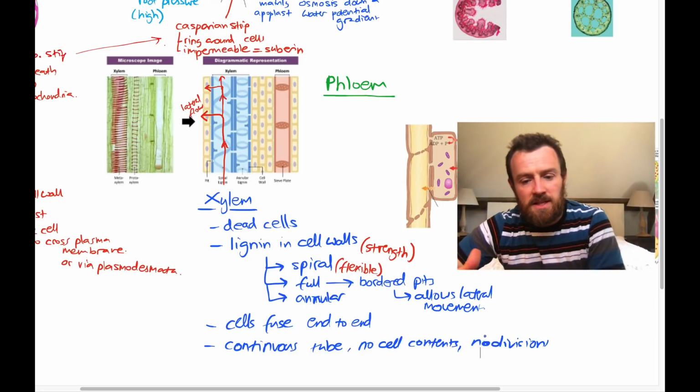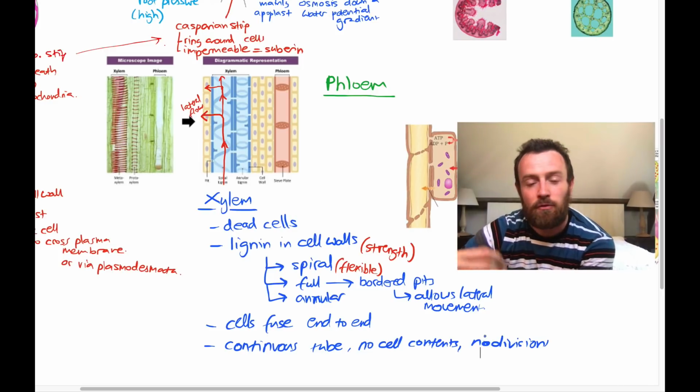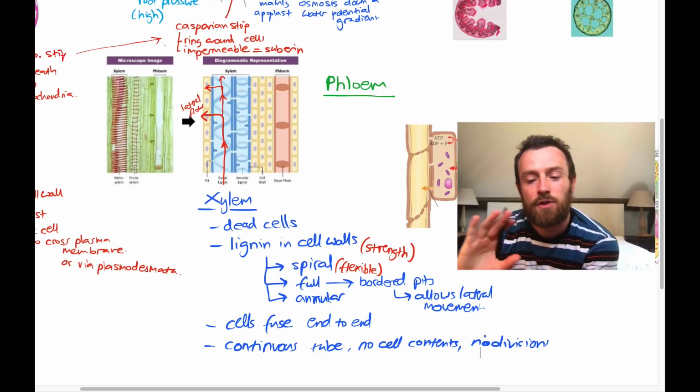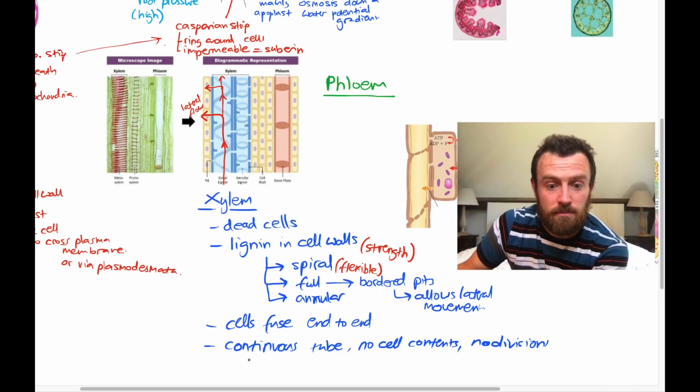The reason that this continuous tube is so important is that it allows the properties of water to take over. You may remember that two properties of water that we looked at in the molecules mind map were... So I'm going to underline this continuous tube here, and I'm going to put H2O.